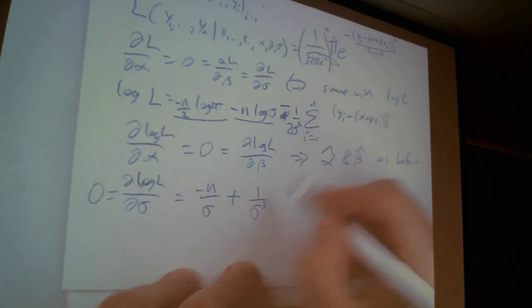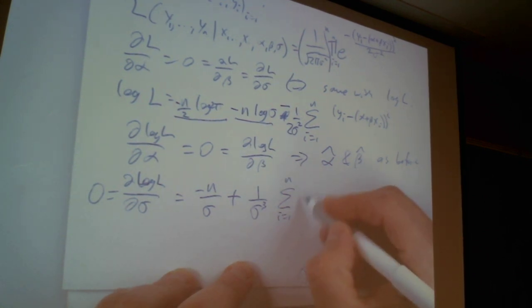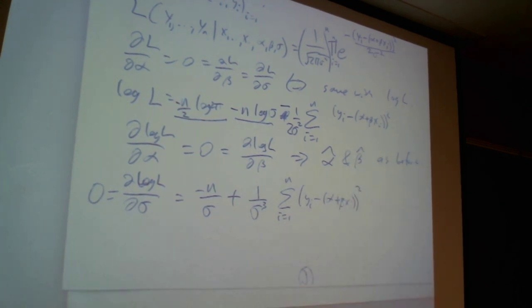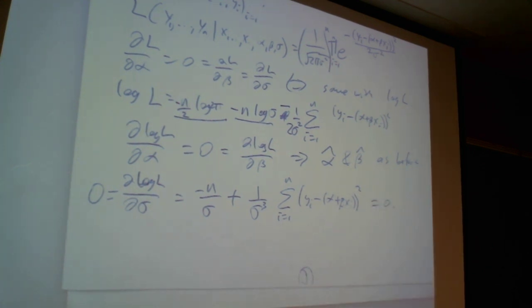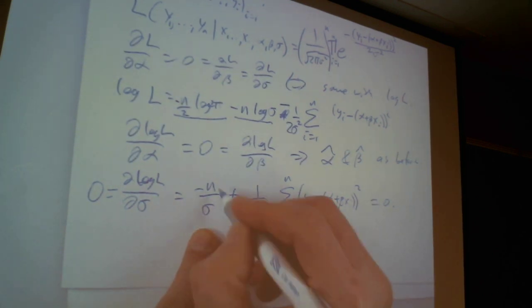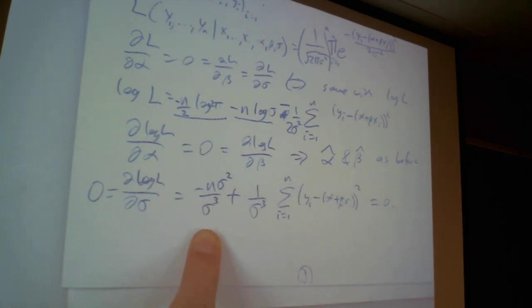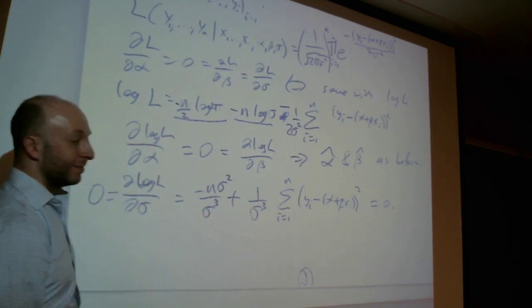Times, and all of this is a constant as far as sigma is concerned, the sum as i goes from 1 to n of (yi minus (alpha plus beta xi)) squared. And that's equal to 0. So how can that be? Well, let me put things over a common denominator. I'll multiply this by sigma squared so that I get a sigma cubed there. Now I can multiply through by sigma cubed.